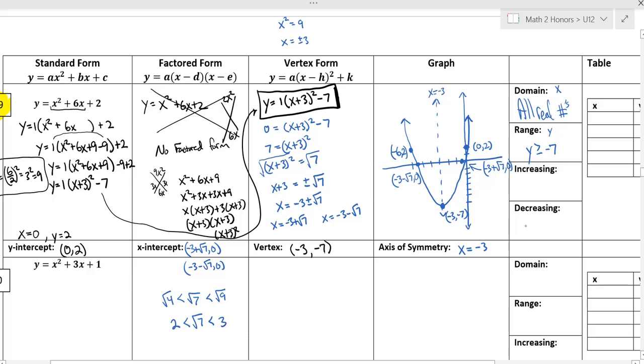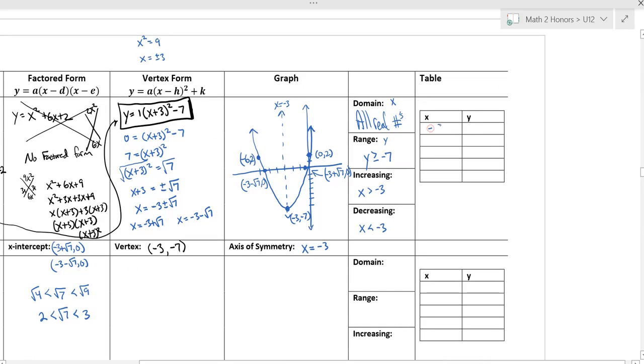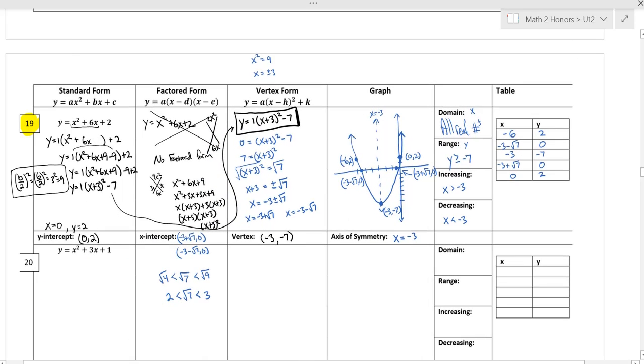It's decreasing for all x values less than the middle, and increasing on the right side of the graph, so when x is greater than the middle. And then I'm just going to put in our 5 points here. -6, 2, -3 minus root 7, 0, -3, -7, -3 plus the square root of 7, 0, and 0, 2. And there we have number 19 complete.